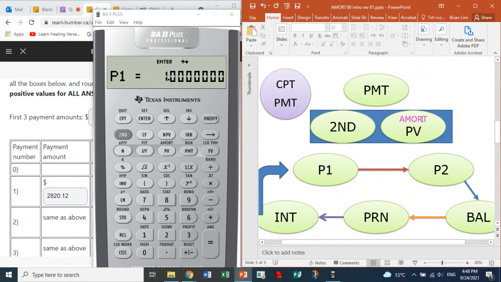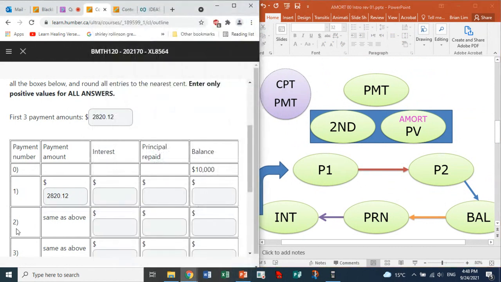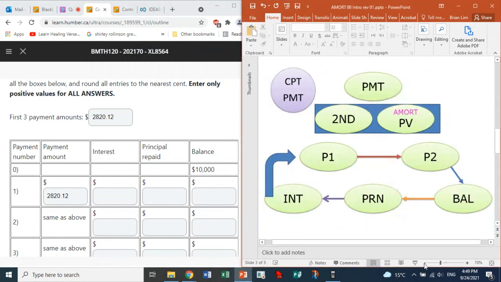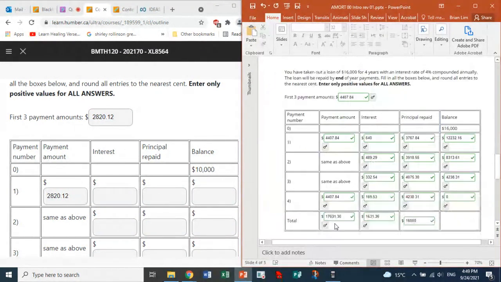We go second PV, we go into the amortization, we enter the P1 value, that's payment. The P2, that's payment also, then we go down and we get the balance, then we get the principal, how much is paid on the principal, and this is how much is interest, and then it cycles around. So we can go through the payments, like as in over here, the payment number 1, 2, 3, 4, etc. All right, so let's go down and have a look at what else is there.